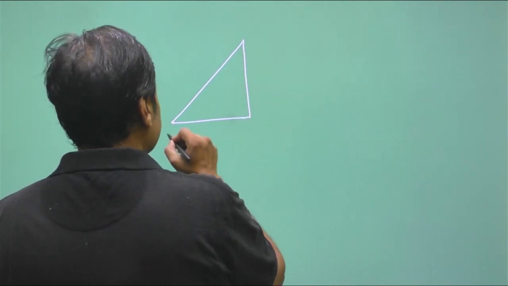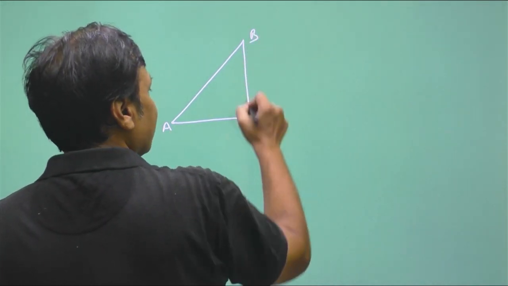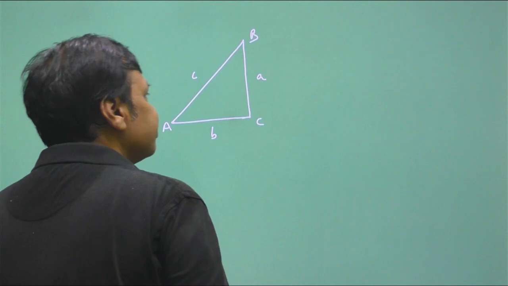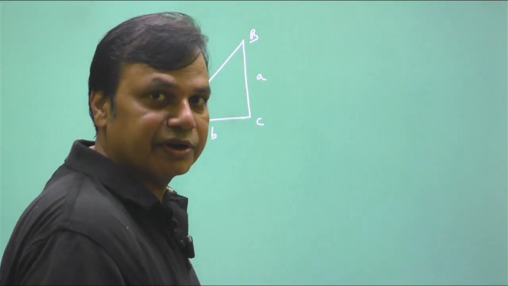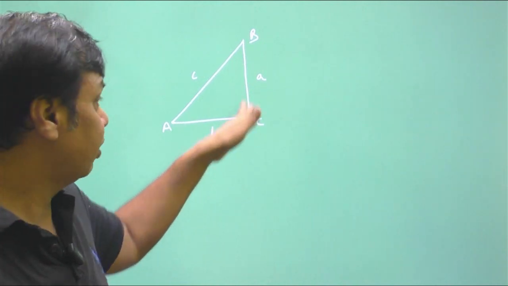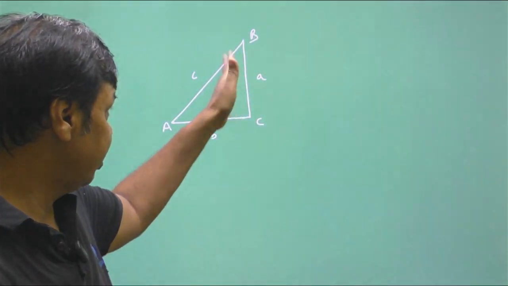Of course, the corners are A, B, C. This side length is a, this side length is b, this side length is c. Here is your right angle triangle. Now reflect this point A across this length BC.